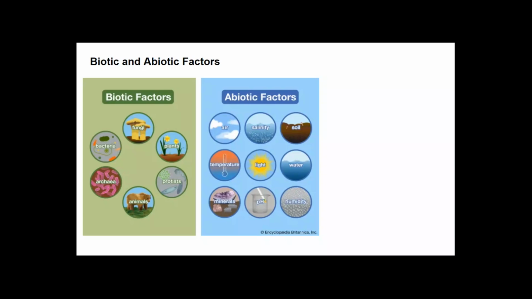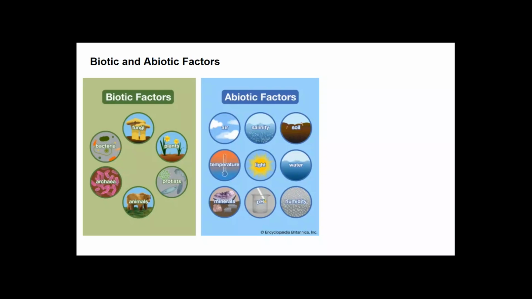And the answer is, well, biotic factors are living things such as fungi, plants, protists, animals, archaea, which are kind of primitive bacteria. And archaea are very different from bacteria. In fact, they really belong to a separate super kingdom, because bacteria are much closer to eukaryotes than they are to archaea. And therefore, we really say that archaea belong to their own separate super kingdom.